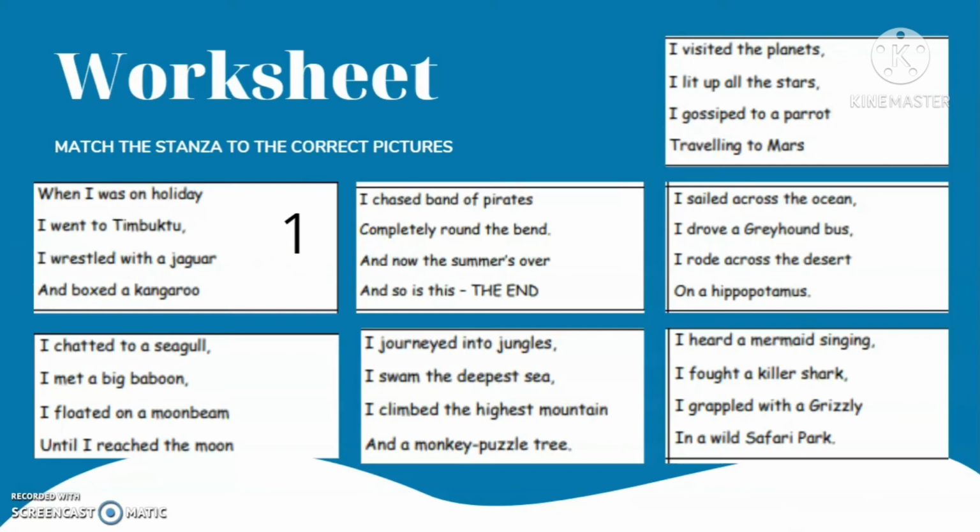When I was on holiday, I went to Timbuktu. I wrestled with a jaguar and boxed a kangaroo. Okay, now, which do you think is number 2? Yes, this one. I journeyed into jungles. I swam the deepest sea. I climbed the highest mountain and a monkey puzzle tree.